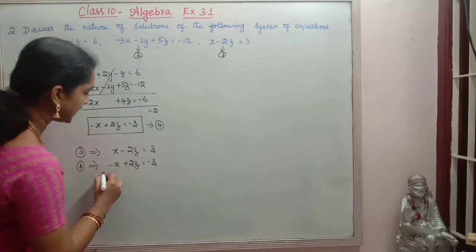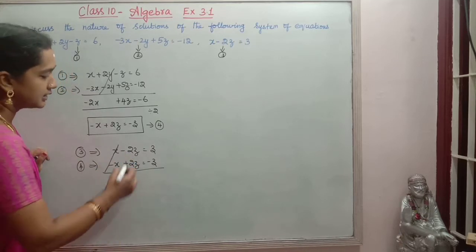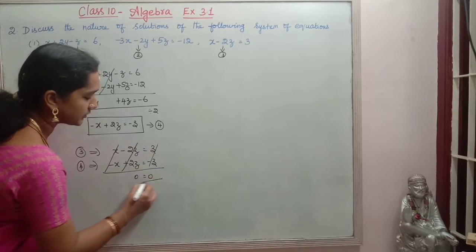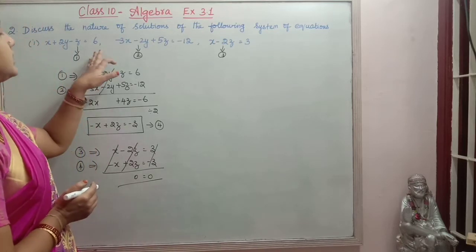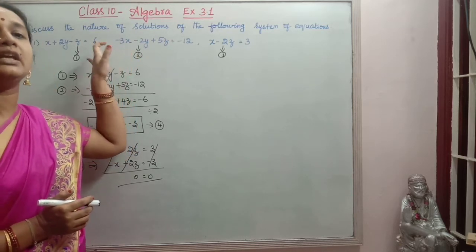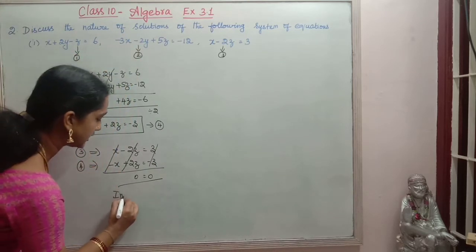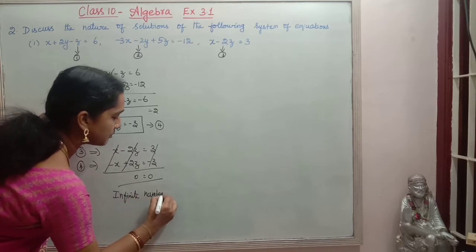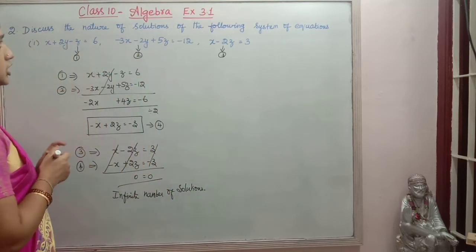When we add these two equations, all the terms will get cancelled: plus x minus x, plus 2z minus 2z, plus 3 minus 3. So on both sides we are getting 0 is equal to 0. From this it is clear that the nature of the solution will be infinite. So we have to write it as infinite number of solutions when we solve the given 3 equations. Okay.